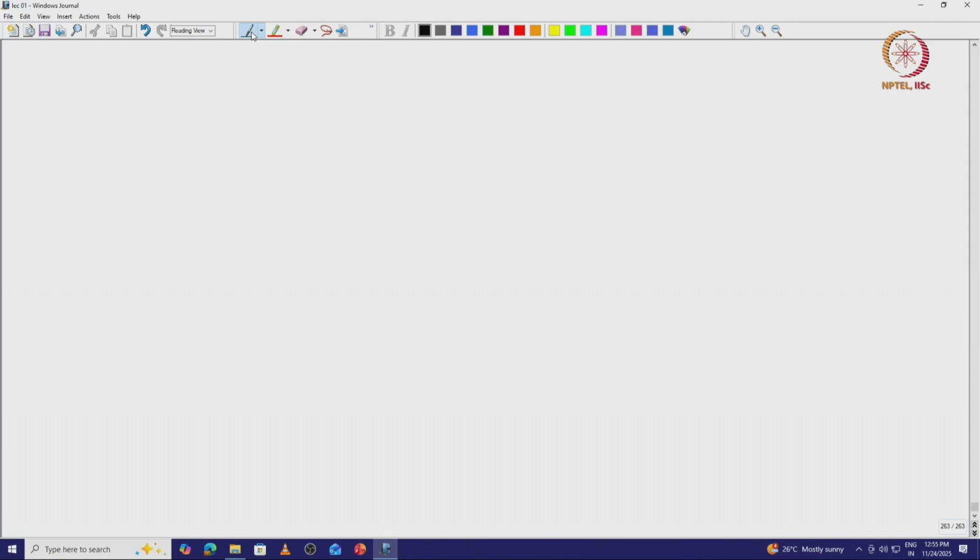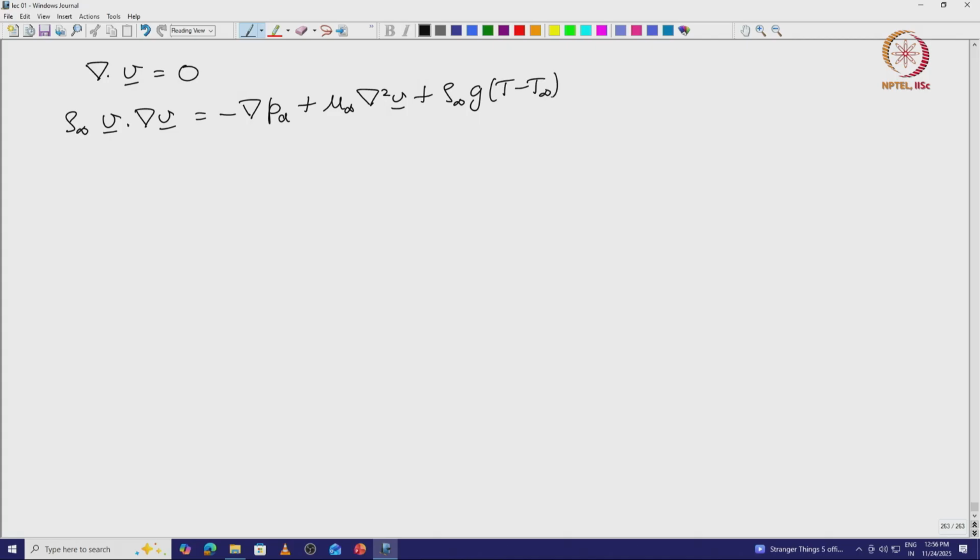So, the equations have reduced to del dot V is equal to 0, rho infinity V dot grad V is equal to minus gradient of the dynamical pressure plus mu infinity del square V plus the body force term, rho infinity G into T minus T infinity, into G, okay, the body force term.